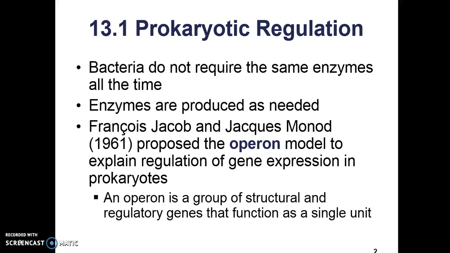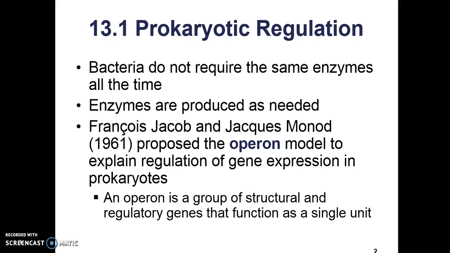Bacteria do not require the same enzymes all of the time. Their environment is always changing, so their enzymes are produced only as needed. So we're going to be focusing in on the operon model. In particular, we will be talking about the lac operon. This experiment, that Jacob and Monod did, showed E. coli is capable of regulating the expression of genes.